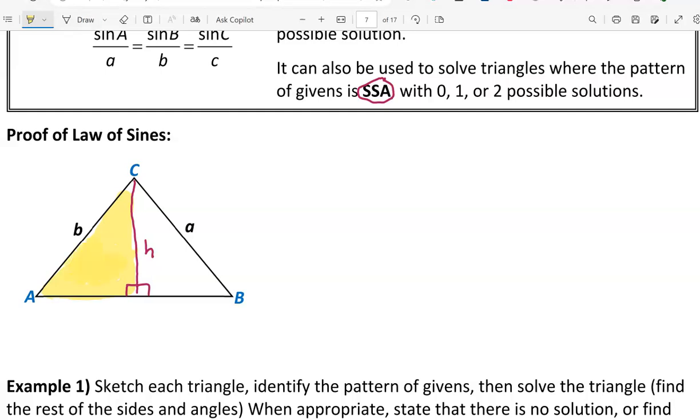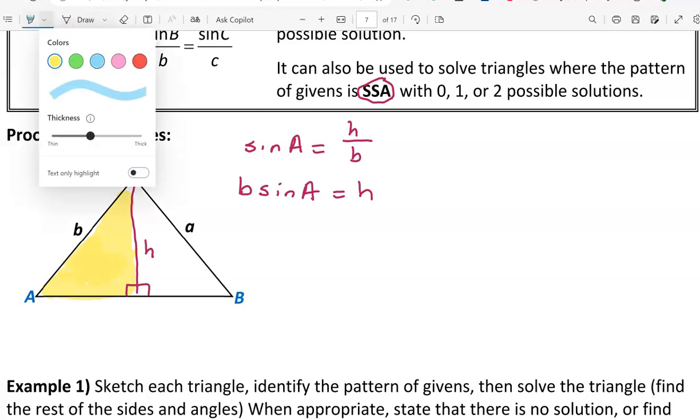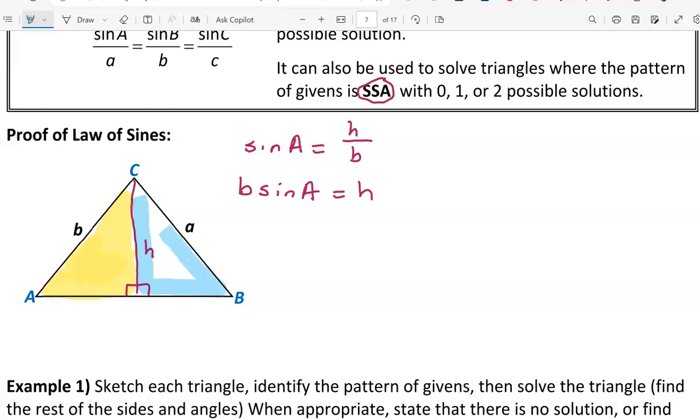If we consider that one and we think about angle A, then the sine of angle A is equal to the opposite side H over the hypotenuse B, which if we multiply by B, gives us B times the sine of angle A is equal to H. Now let's consider a different triangle. Let's take the triangle on the right side here, and now let's think about angle B. So angle B's sine ratio is sine of angle B equals the opposite side H over the hypotenuse A. If we multiply both sides of this equation by A, we get A times the sine of angle B is equal to H.